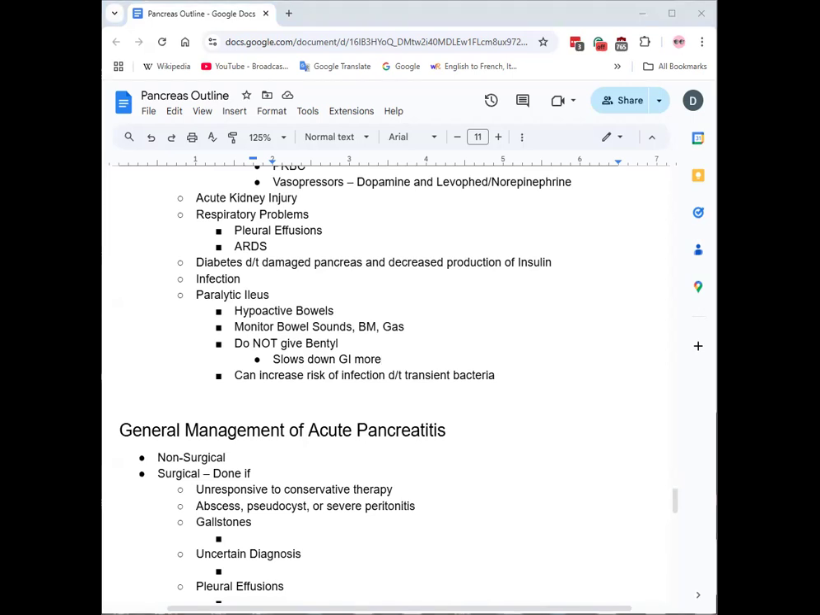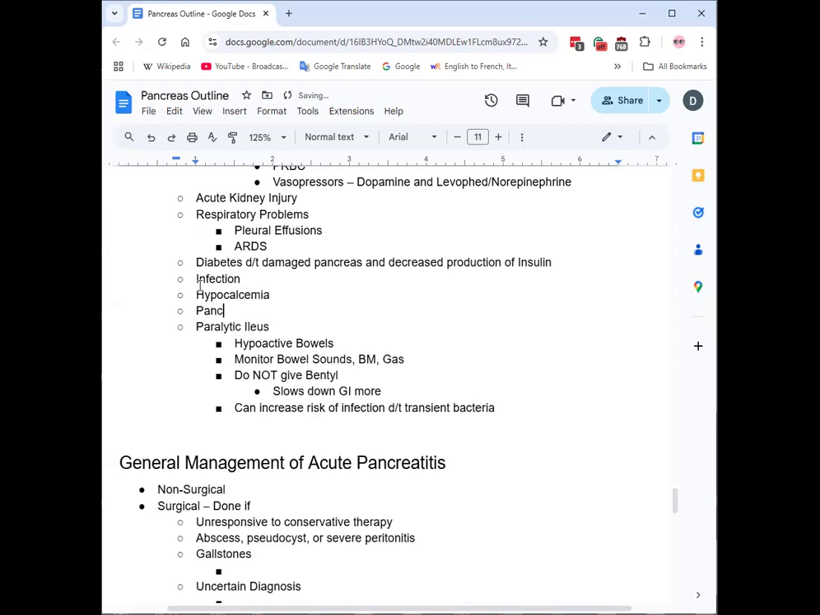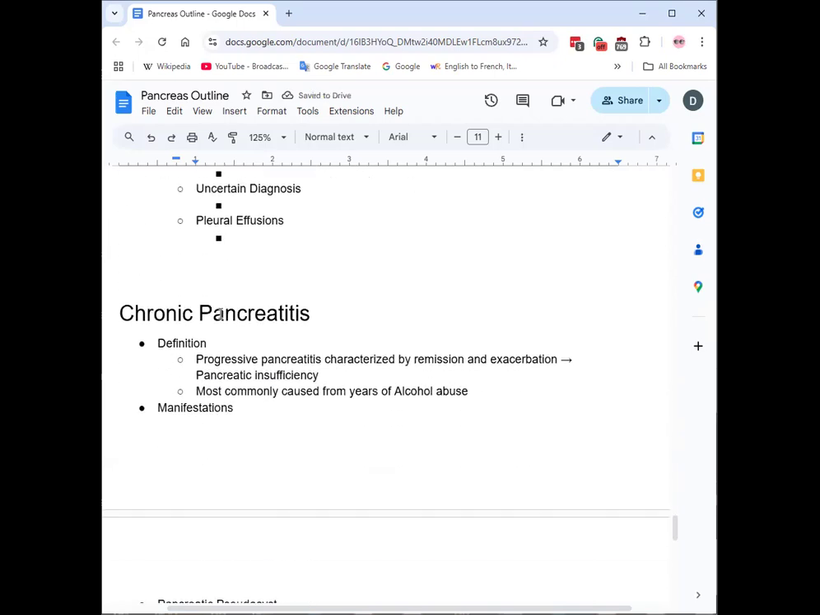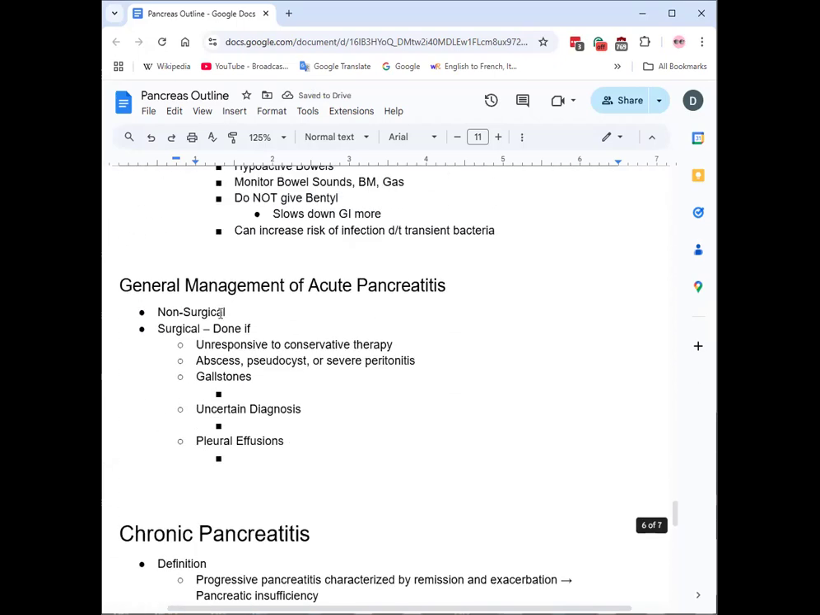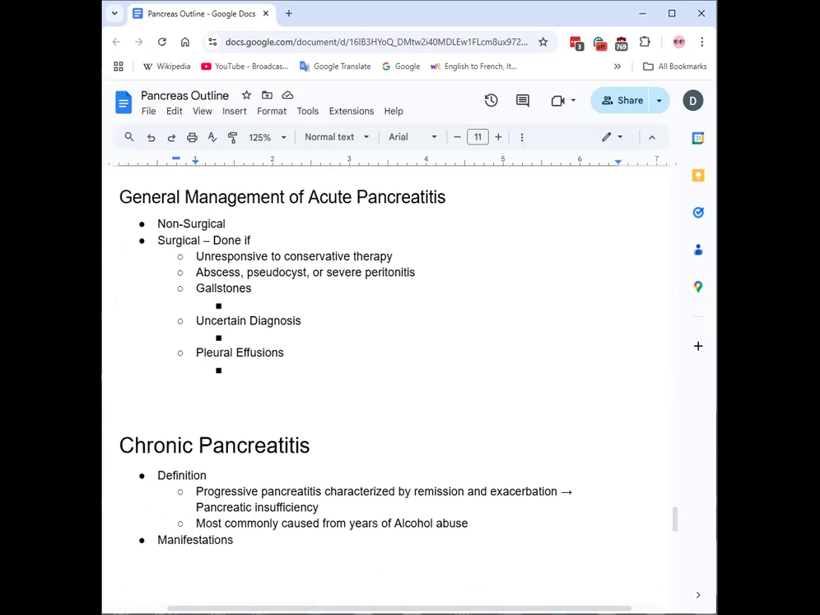What else do we got? So we talked about hypocalcemia a lot, so I'll just write it as a thing. And it also increases risk of pancreatic cancer. But again, no need to have a PhD on pancreatic cancer. All right. So now we can just kind of go over general management.